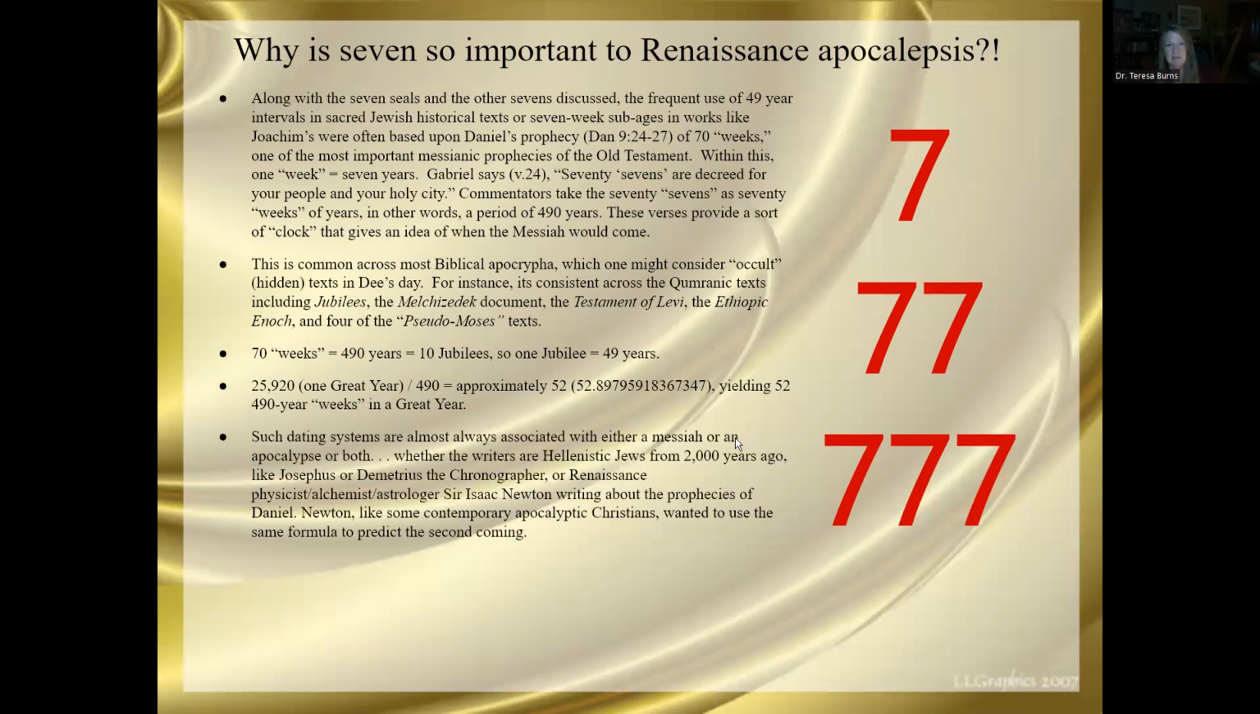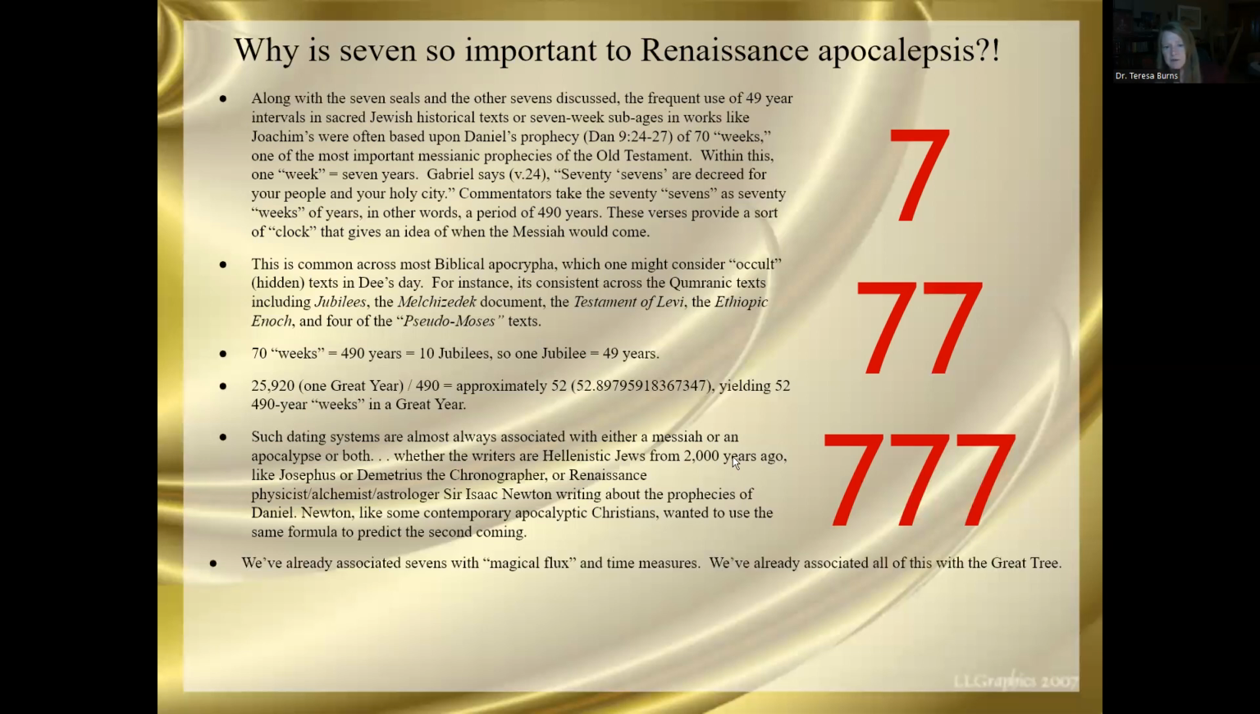These kind of dating systems are almost always associated with either a Messiah or an apocalypse or both. Whether the writers are Hellenistic Jews like Josephus or Demetrius, or the Renaissance, or Isaac Newton did the same kind of thing. When Christians are doing it, they're usually trying to predict the second coming.